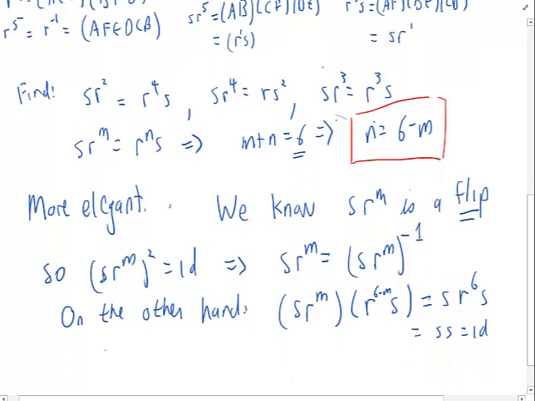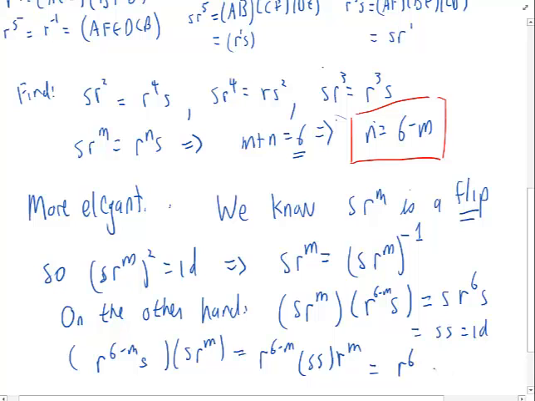Okay. I can do the same thing on the other side if I take r to the 6 minus m s times sr to the m. If I do this, the s's cancel. I can write this as ss times r to the m, and that's equal to r to the 6th, and that's equal to the identity.